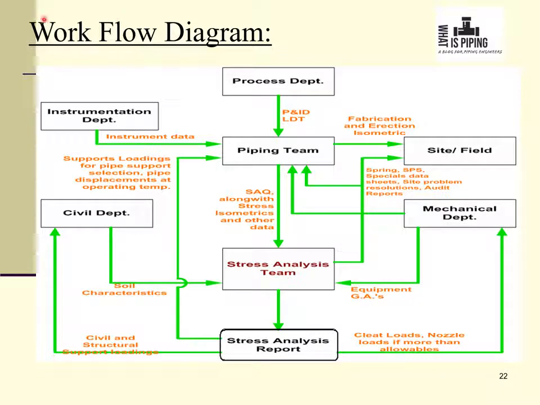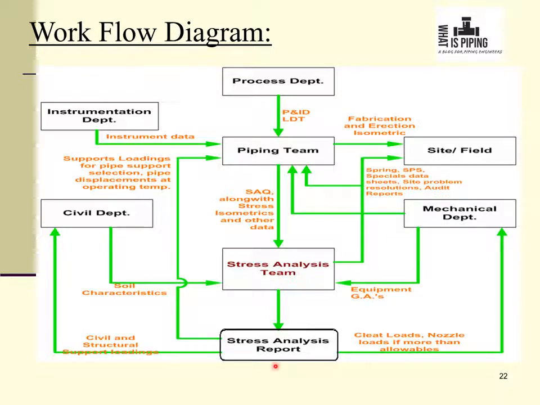Let's learn about the workflow diagram of pipe stress analysis. Piping stress analysis is a part of piping team. All the basic inputs we receive from the piping team like piping stress isometrics and other data. Now with civil team, we are connected for soil characteristics for performing underground or buried piping stress analysis. From mechanical department, we receive equipment G drawings or nozzle allowables. From process department, we get PNID and line list or line designation table, that is parameters for stress analysis. From instrumentation department, we get the instrumentation data like PSV, reaction force, and other data.